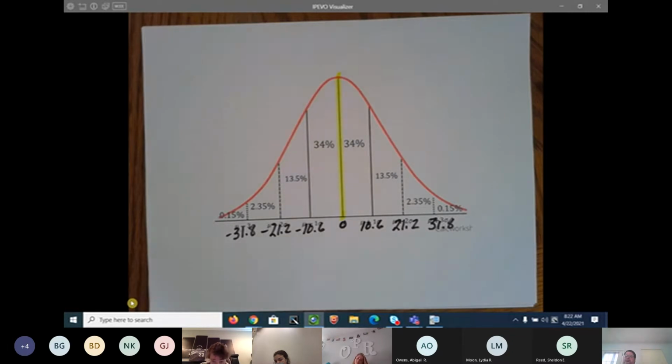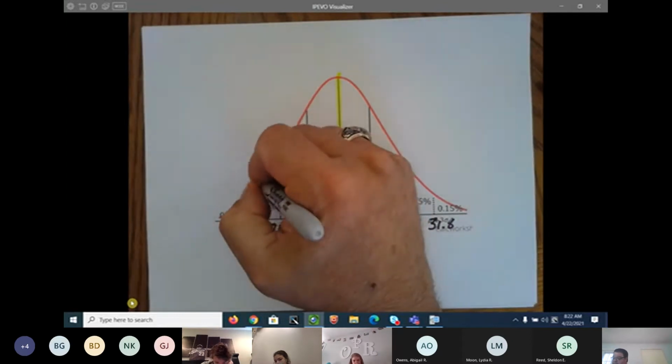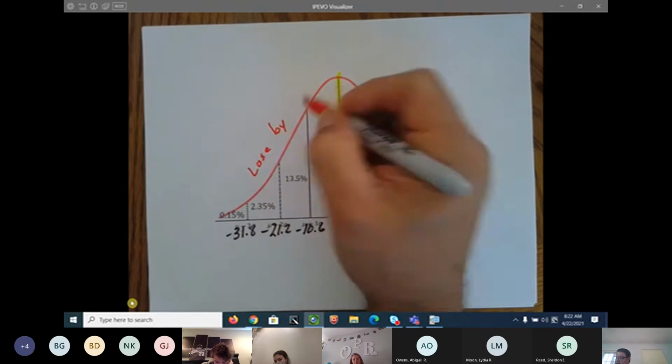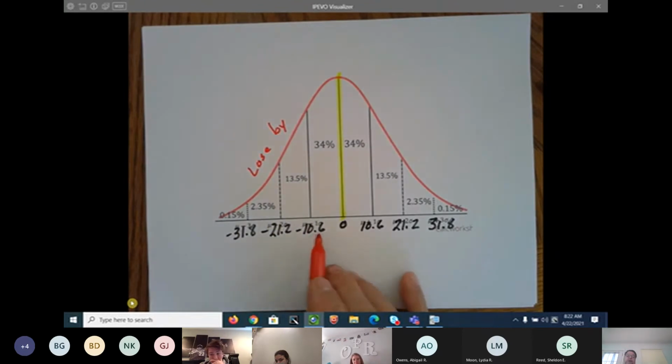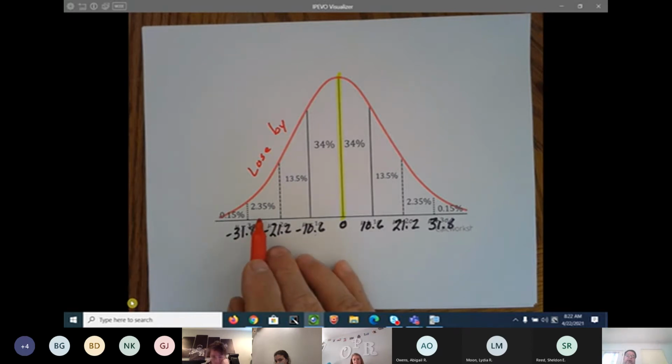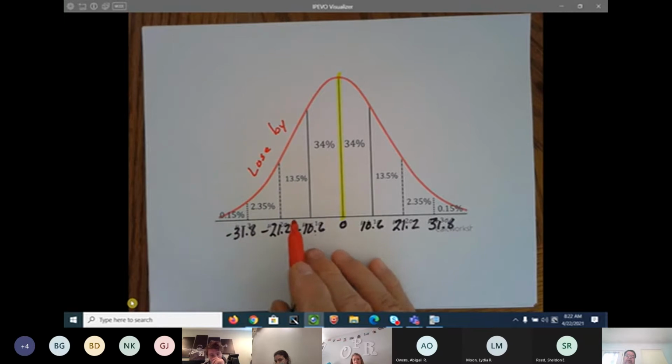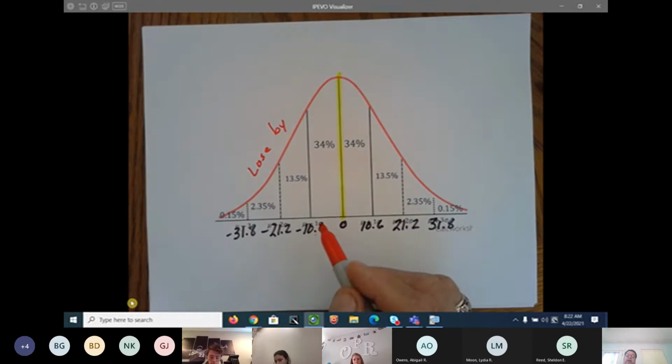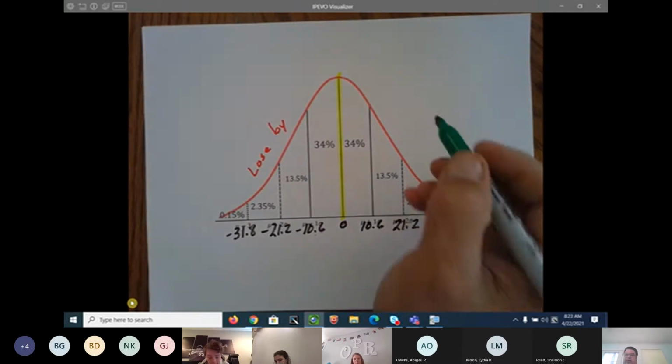Somebody tell me what the left side represents of the yellow line. You got two to pick from, winner and loser. What do you think the left side stands for? Loser, because it's negative. So these lose by 10.6 points, lose by 20 points, lose by 30 points. So if the left side of the yellow line is to lose by, somebody tell me what the right side is. You're winning.